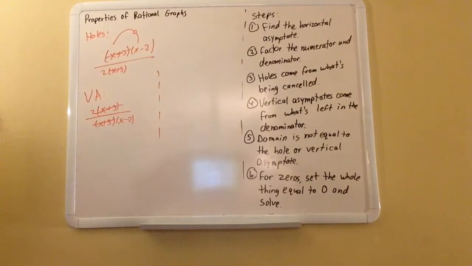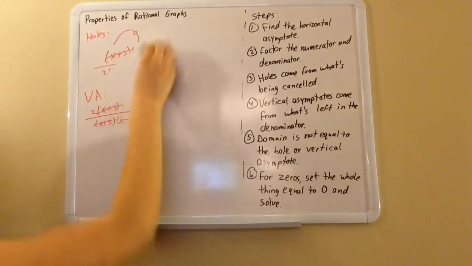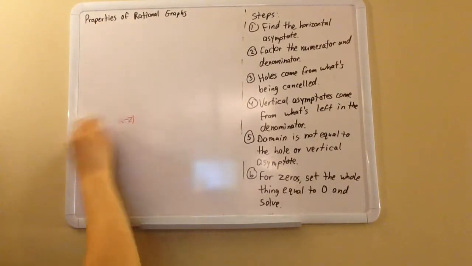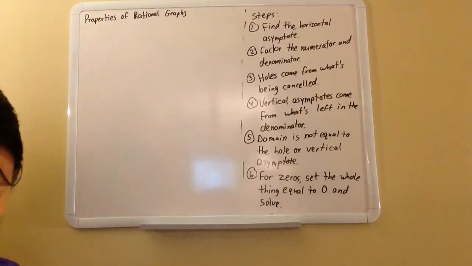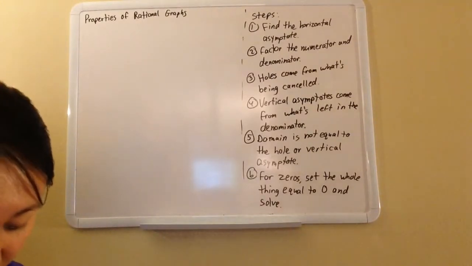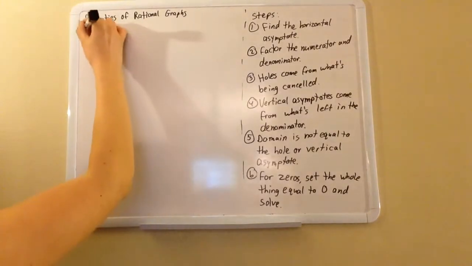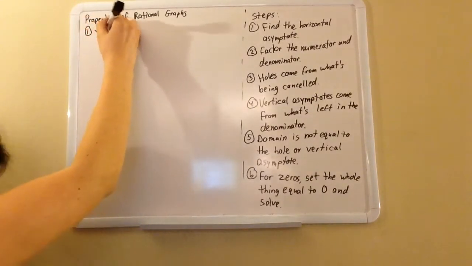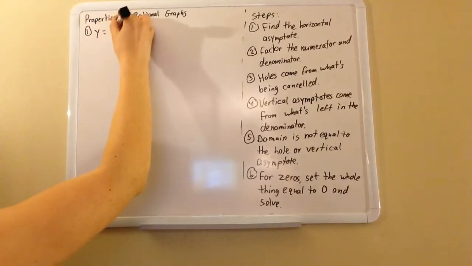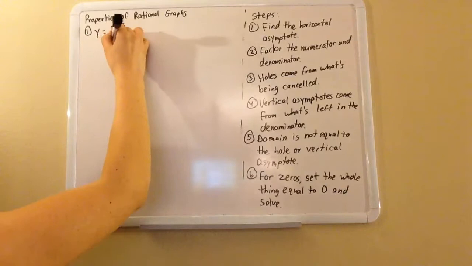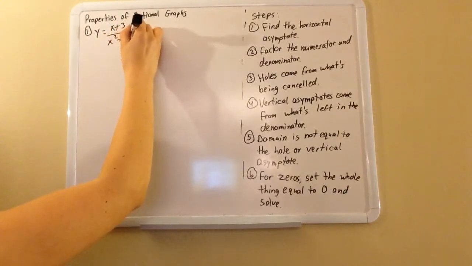I will talk later about the zeros and the domain more in depth when we actually do those problems. But for now, let's go ahead and start one. Let's see how this all works. We're just going to put everything together here. The first problem that we're going to do is y equals x plus 3 over x squared plus 4x plus 3.